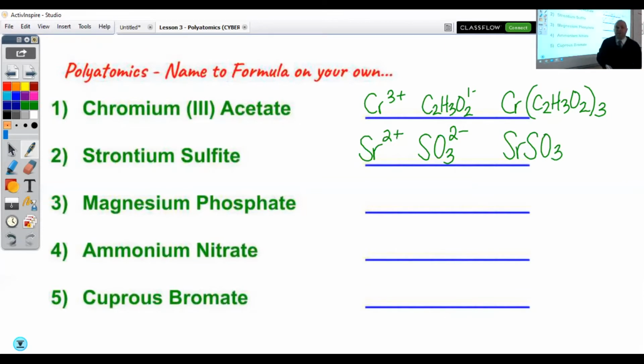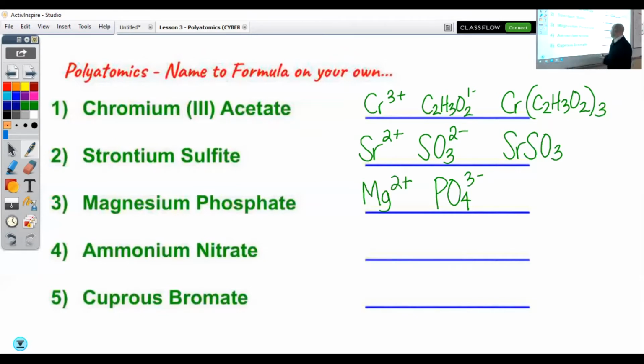In our next example, we have magnesium phosphate. Magnesium has a 2+ charge, and phosphate has a 3- charge. This is one of those examples where you need to find the least common multiple in order to get your charges to cancel out. The least common multiple between 2 and 3 is 6.